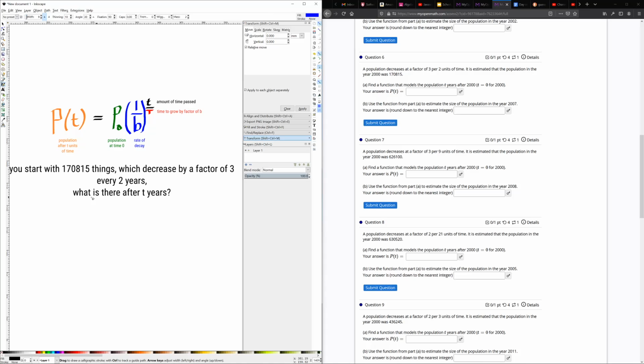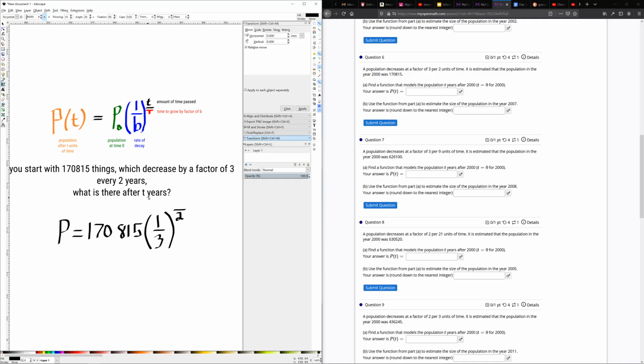So in this case, we're going to say that a population is equal to my starting amount, 170,815, times, I need a fraction. In this case, we're going to cut down to a third every time 2 units of time has passed. So 2 goes on the bottom.